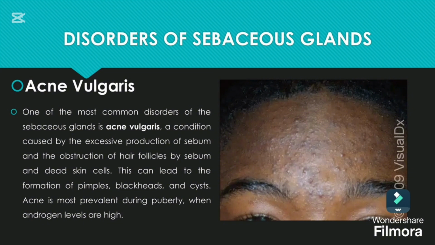It can also be as a result of the sebum blocking the hair follicle, and when it blocks the hair follicle, it begins to inflame, causing the what? The acne. This acne can result in the formation of pimples. It can result in blackheads. It can also result in what? Cysts. Acne vulgaris is usually prevalent during puberty. Why? Because of the sensitivity to the hormones that usually surge at puberty.